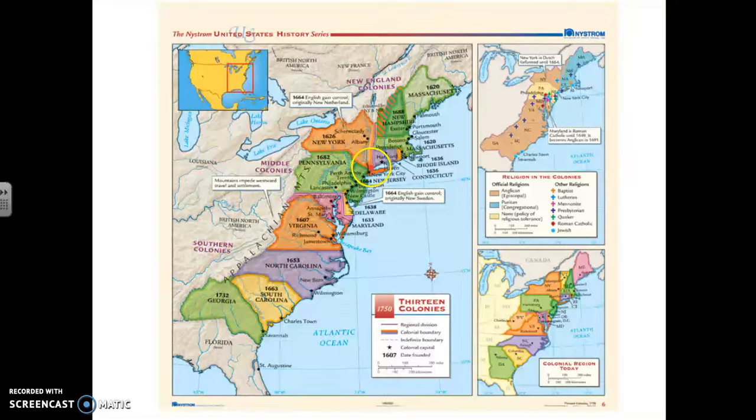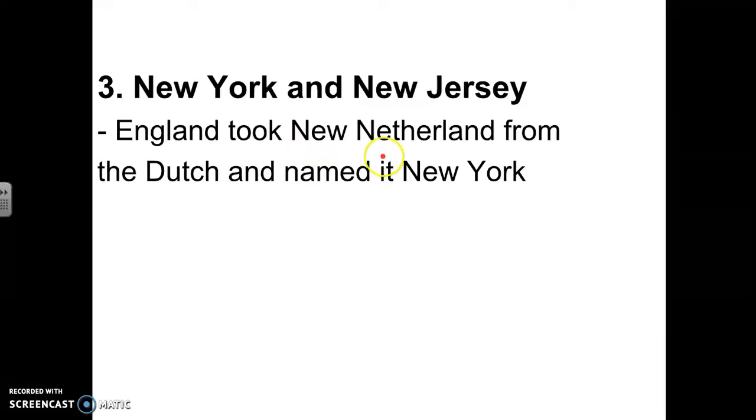So the guy that headed this mission, his title was the Duke of York. So he renamed it New York, after York in England. So that's how New York came to be an English colony and how it got its name. So England took New Netherland from the Dutch and named it New York.